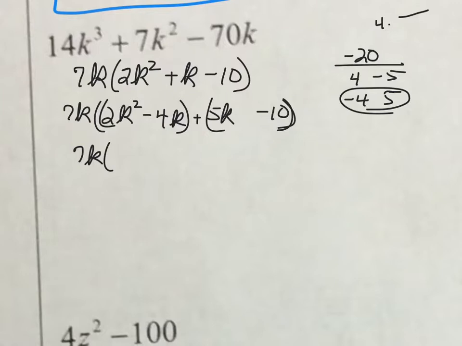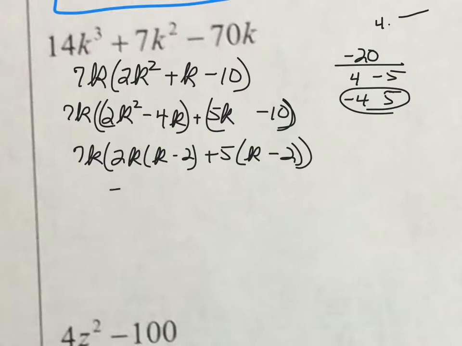What would the class like for me to factor out of 2k squared minus 4k? 2k. 2k is going to leave k minus 2. Out of 5k and 10, I could take out a 5. That'll leave k minus 2. So how about an answer with a 7k, with a k minus 2, and with a 2k plus 5?